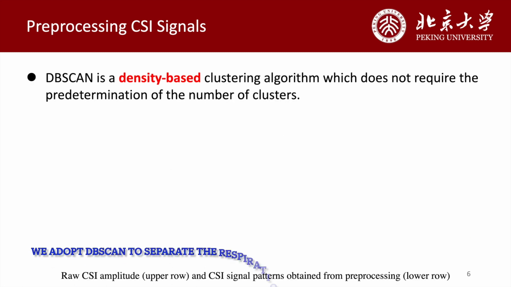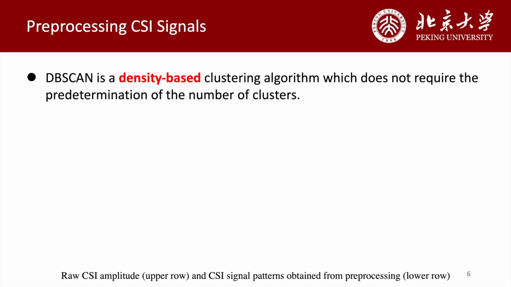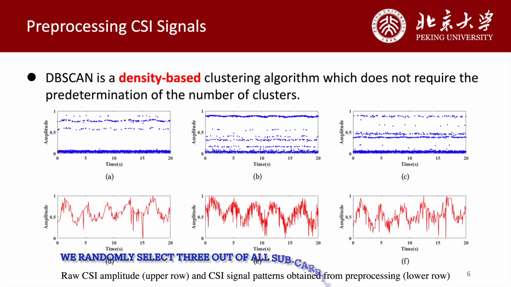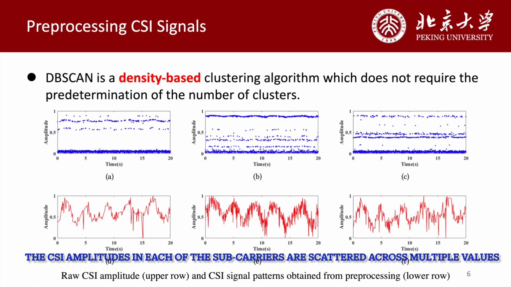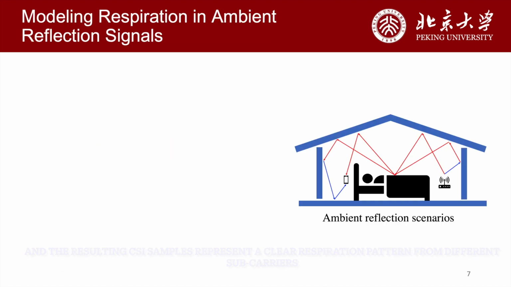We adopt DBSCAN to separate the respiration-modulated CSI signal from the noisy raw CSI waveform. We randomly select 3 out of all subcarriers. We can observe that the CSI amplitude in each of the subcarriers is scattered across multiple values, and the resulting CSI symbols represent clear respiration patterns for different subcarriers.